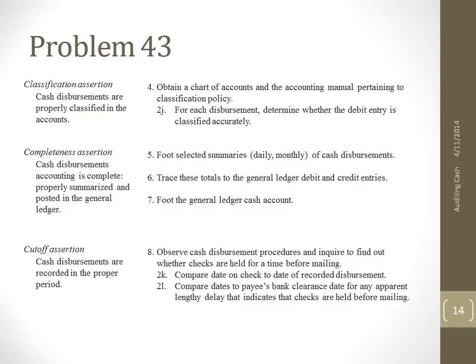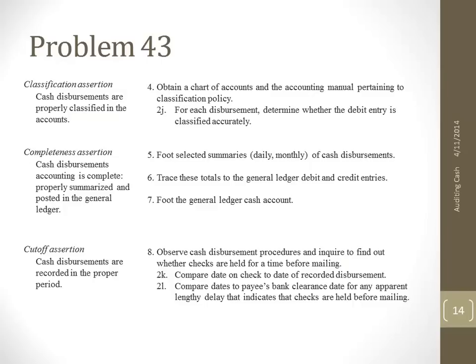We talked about classification, that cash disbursements are classified in the correct accounts. So again, obtain a chart of accounts, because as I said, the company could have several cash accounts, and then make sure that the disbursements are properly classified in the correct accounts. We already talked about the completeness assertion here. You're concerned about understatement. You want to make sure that all cash disbursements that should be recorded have been recorded. So foot the selected summaries of cash disbursements, trace those totals to the general ledger debit and credit entries, and then foot the general ledger cash account.